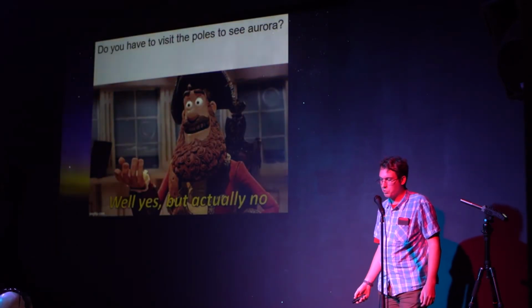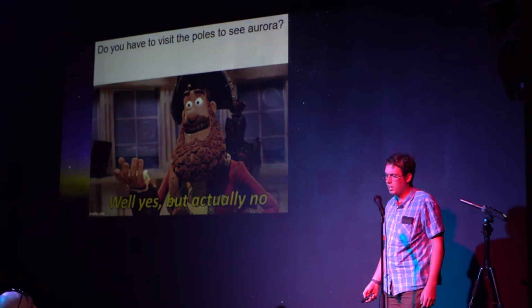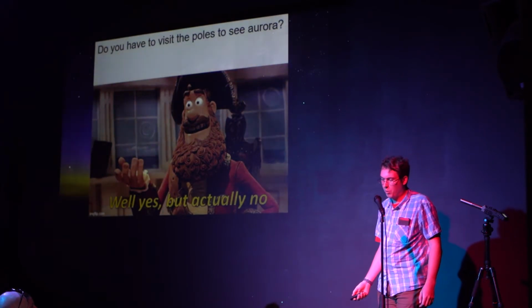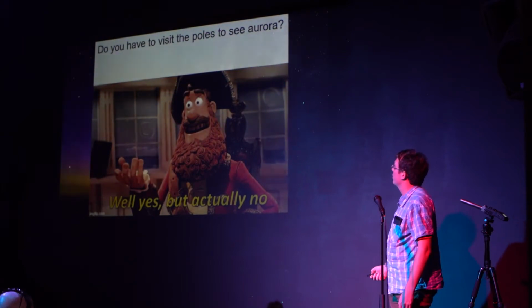Now, a common misconception about aurora is that it's only visible from the polar regions. You'll probably have a better chance if you go somewhere like Reykjavik or Tromsø in Norway if you want to see the aurora. However, what actually matters is how close you are to the Earth's magnetic poles.